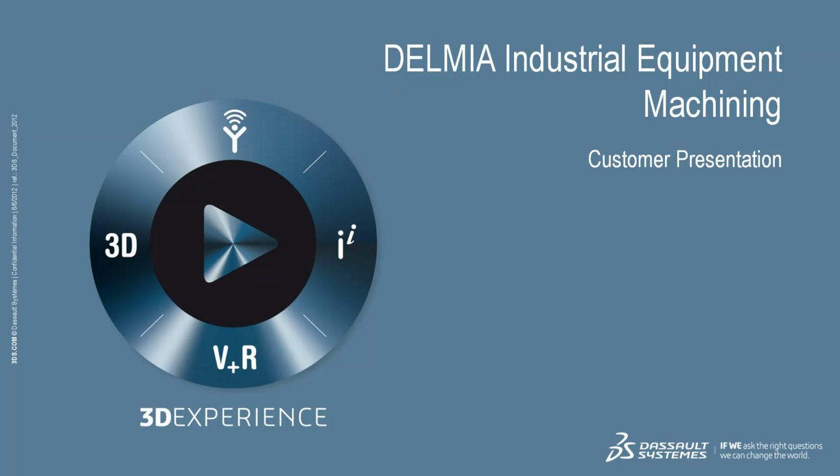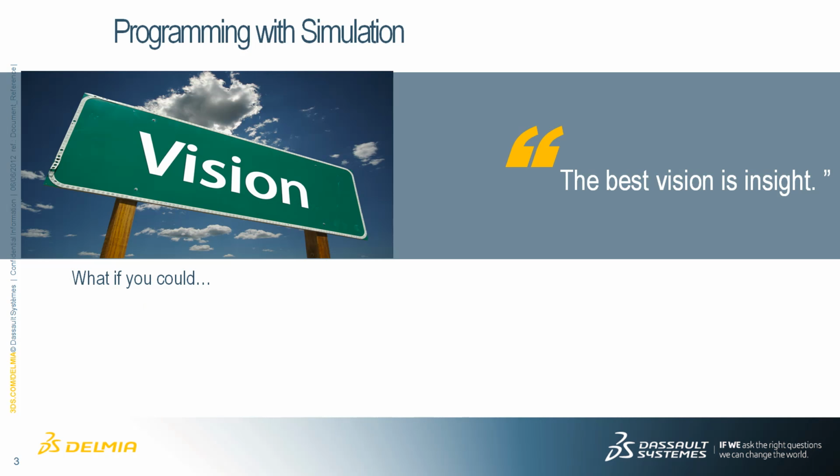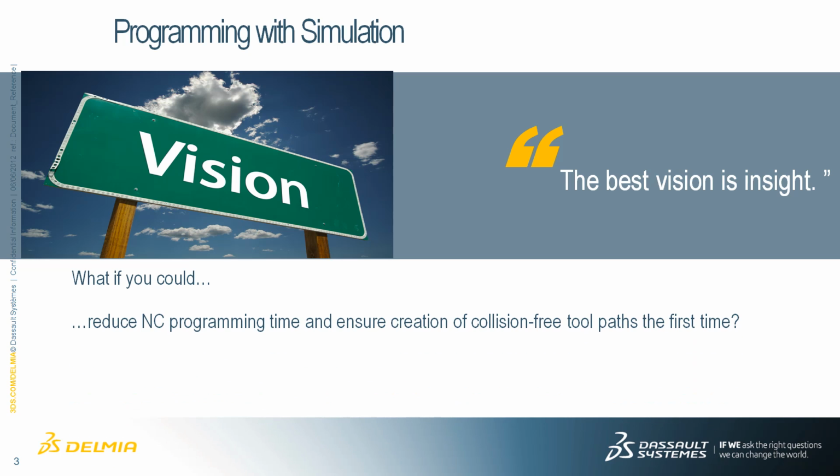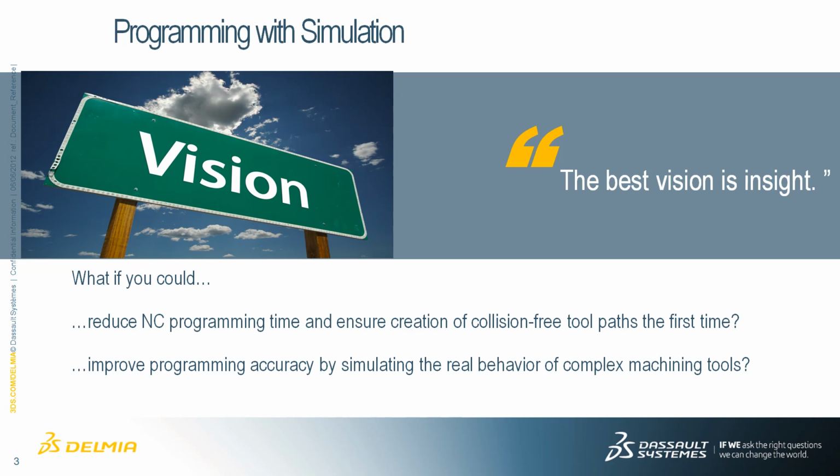Welcome to this presentation on values of V6 machining. Programming with simulation. This is one of the key competitive differentiators of V6 machining. What if you could reduce programming time and ensure creation of collision-free toolpaths the first time? Improve programming accuracy by simulating the real behavior of complex machine tools. Increase productivity by eliminating traditional data processing delays.